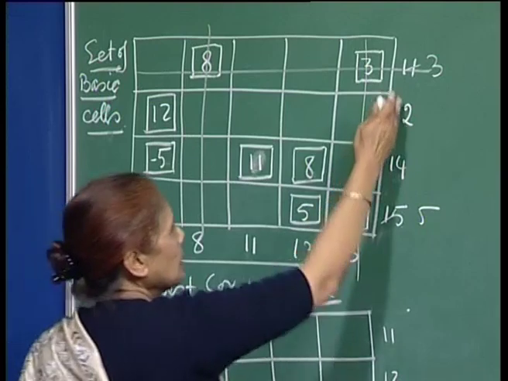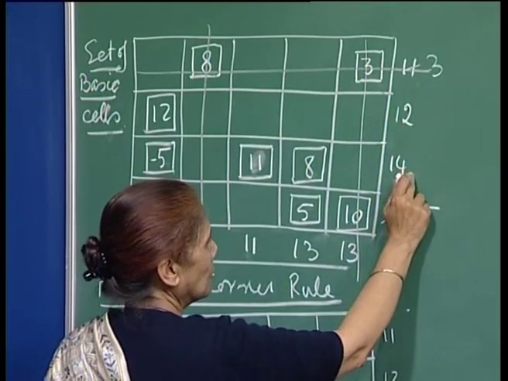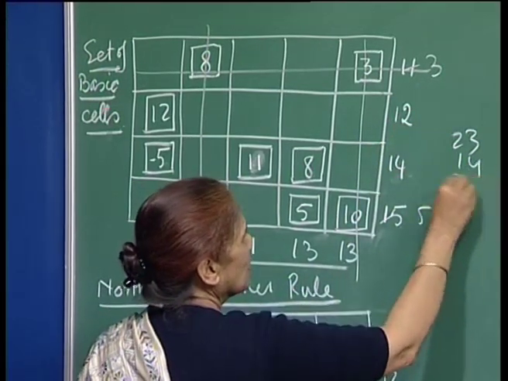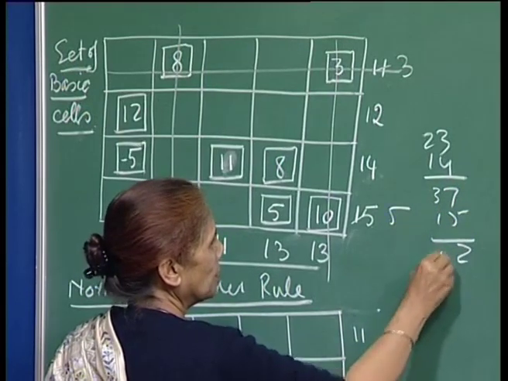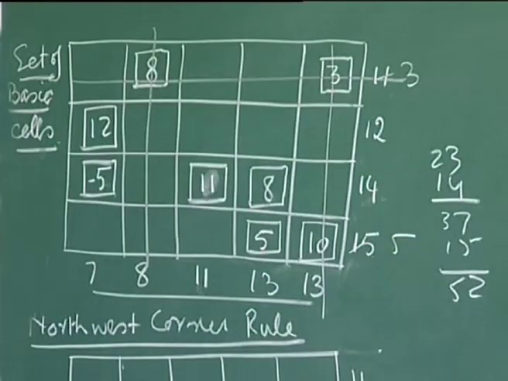If you add up these numbers, they all add up to 23 and 14 is how much? 23 and 14, 37, and 15, 52. So both these numbers add up to 52. So the supply is equal. So it's a balanced transportation problem, no problem.